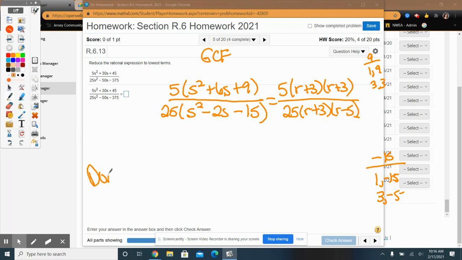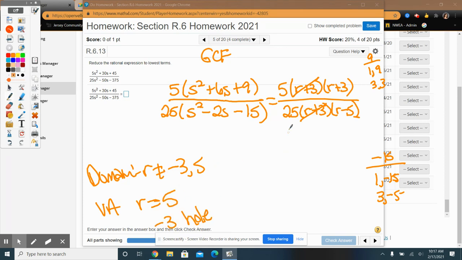Okay, so again, let's talk about domain here. r cannot equal negative 3 or 5. That would divide by 0. And we're looking to simplify. Now, these r plus 3s would cancel, which means if I would have graphed it, that negative 3 would not be a vertical asymptote. The vertical asymptote would be at 5. The negative 3 would have a hole, because remember, if you simplify it out, it's a hole.